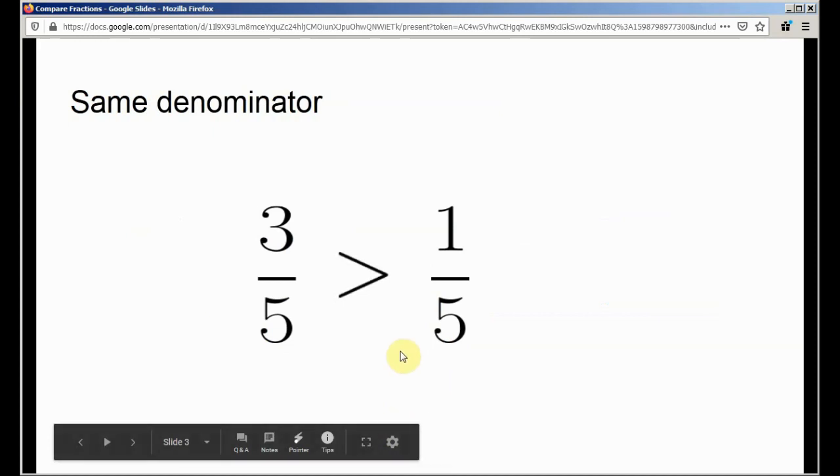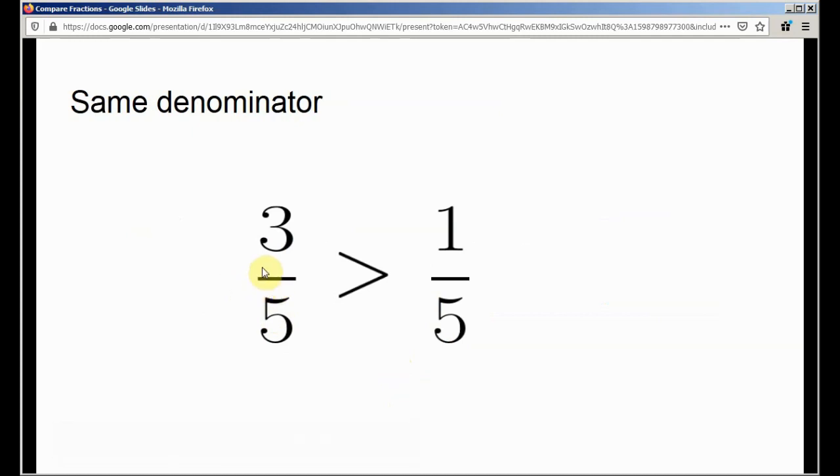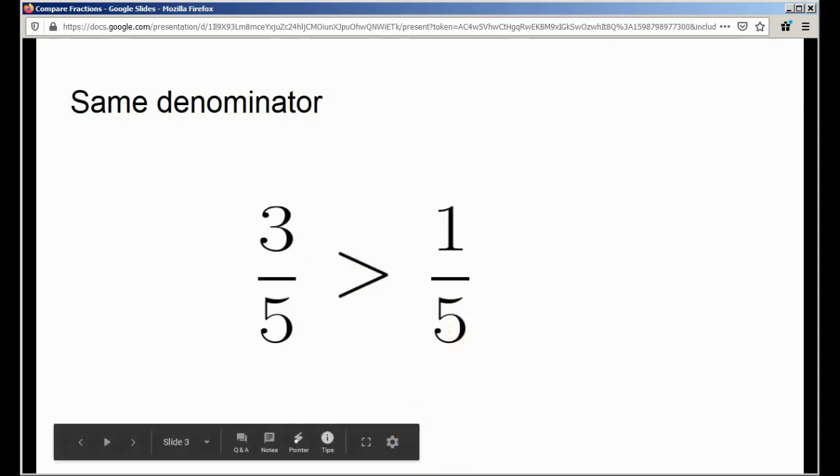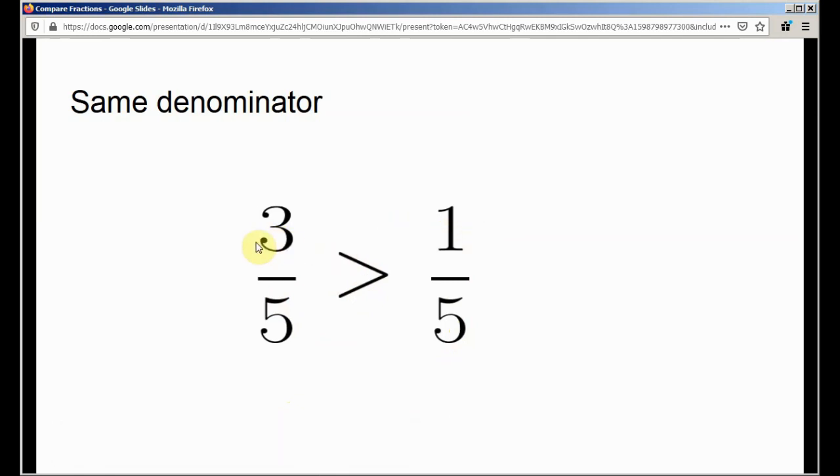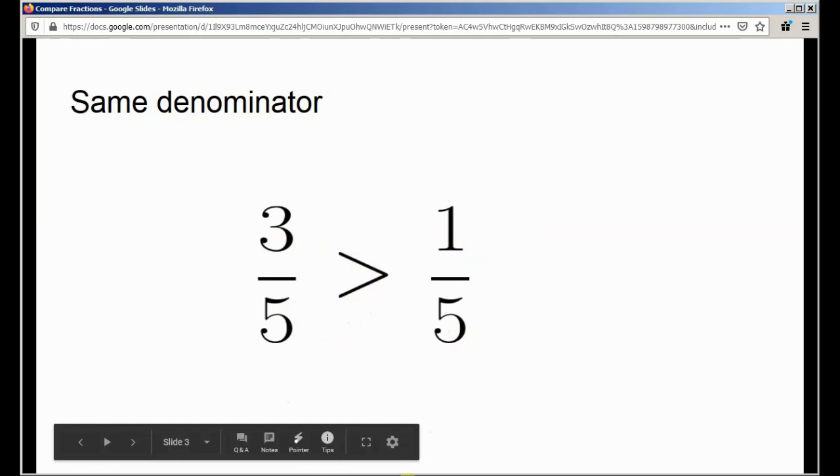To understand it better, there are two fractions given. One of them is 3 by 5 and the other one is 1 by 5. You can see clearly that the denominator is the same, but 3 is greater than 1. Therefore 3 by 5 is greater than 1 by 5. You can imagine it visually also: draw a picture, break it into 5 equal parts, and start counting. One of them will be 3, the other will be 1, so obviously 3 is greater than 1.